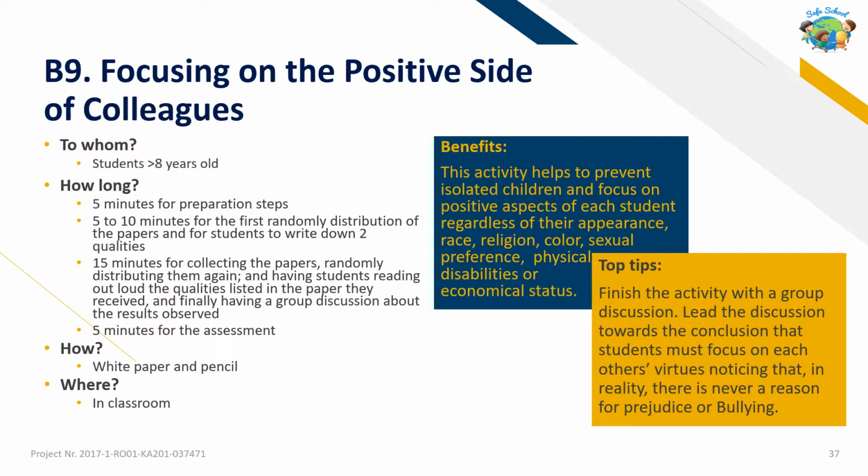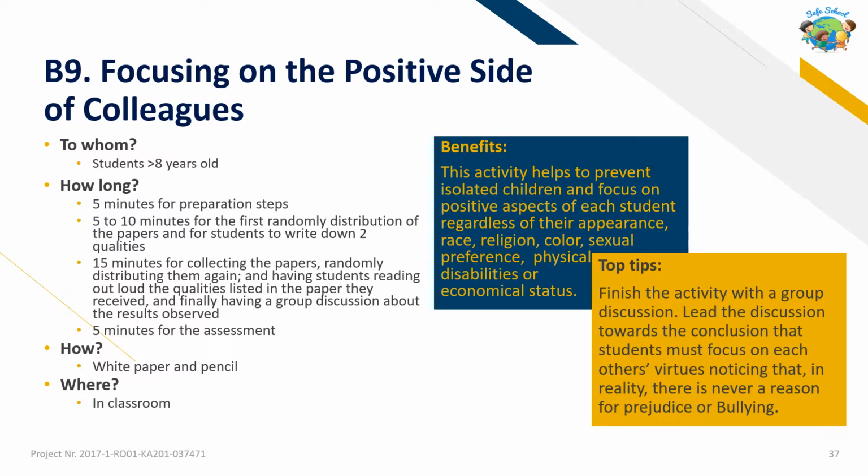This activity is appropriate for children 8 or more years old, aiming at fighting the fact that some children end up being isolated from others due to prejudice and the acts of bullying that they may be suffering from others. It's important to have them all reflecting about the positive aspects that everyone has, independently of their physical appearance, race, religion, color, sexual preferences, physical disabilities, economic status, etc. To implement this activity, you will need white paper and pencils.